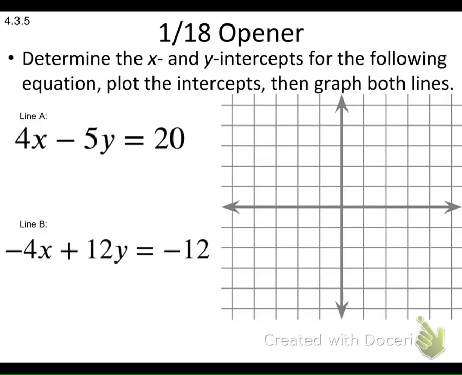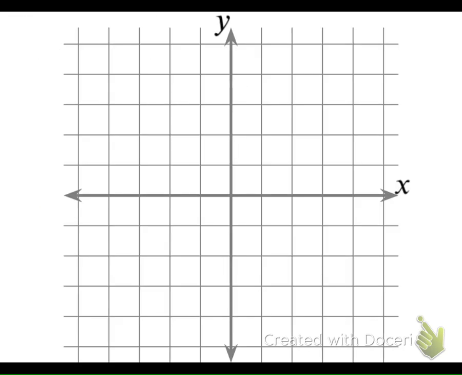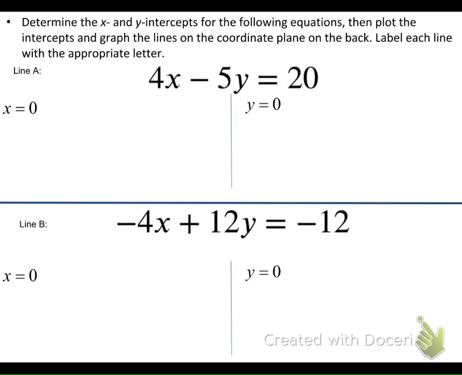Today's opener, the directions say, determine the x and y intercepts for the following equation. Then we're going to plot the intercepts and graph both the lines. So I already have my values set for me, x equals 0, y equals 0. So I'm going to substitute first for x. If I start by substituting for x, which intercept am I going to actually find?